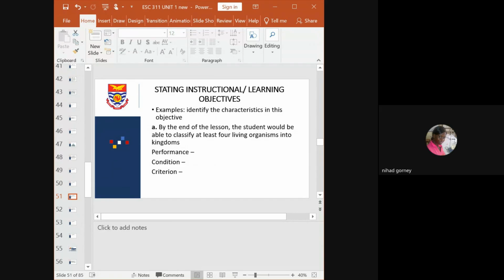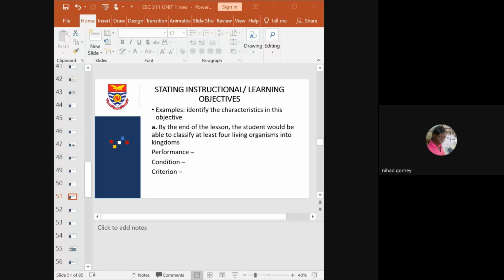You're having a network issue. Can you say it again? That the at least four is a criteria. At least four is a criteria. Then the performance is the classification. Then you are classifying them into what? Kingdoms, which becomes the condition.